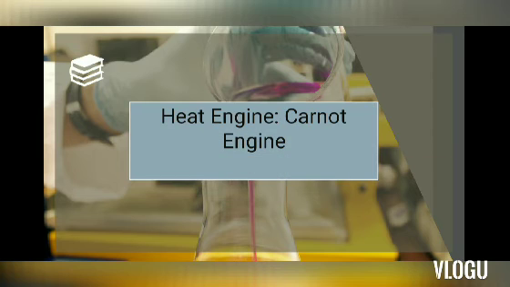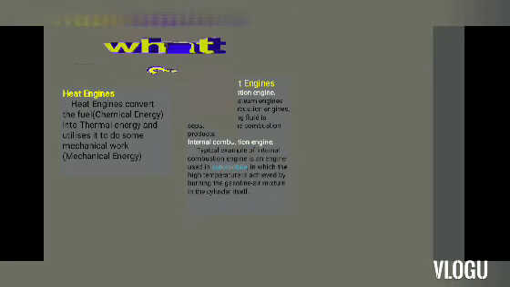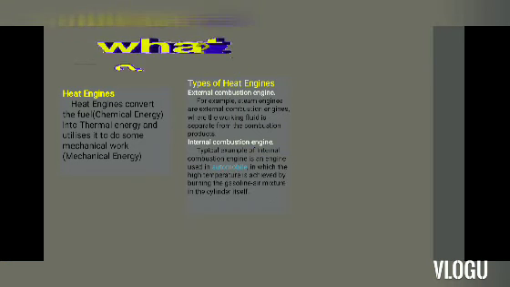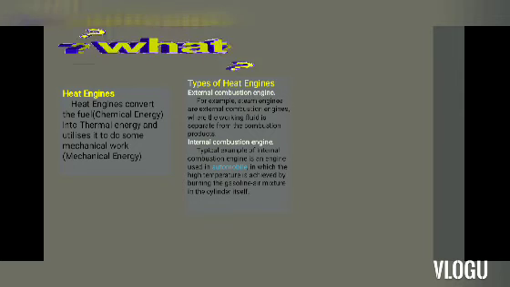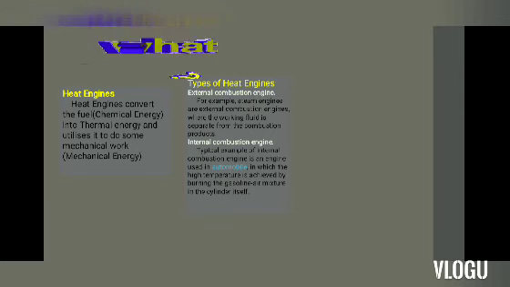Good morning, everyone. Today's video is all about the ideal heat engine. Heat engines convert the fuel's chemical energy into thermal energy and utilize it to do some mechanical work or mechanical energy. The types of heat engine are the external combustion engine and the internal combustion engine.